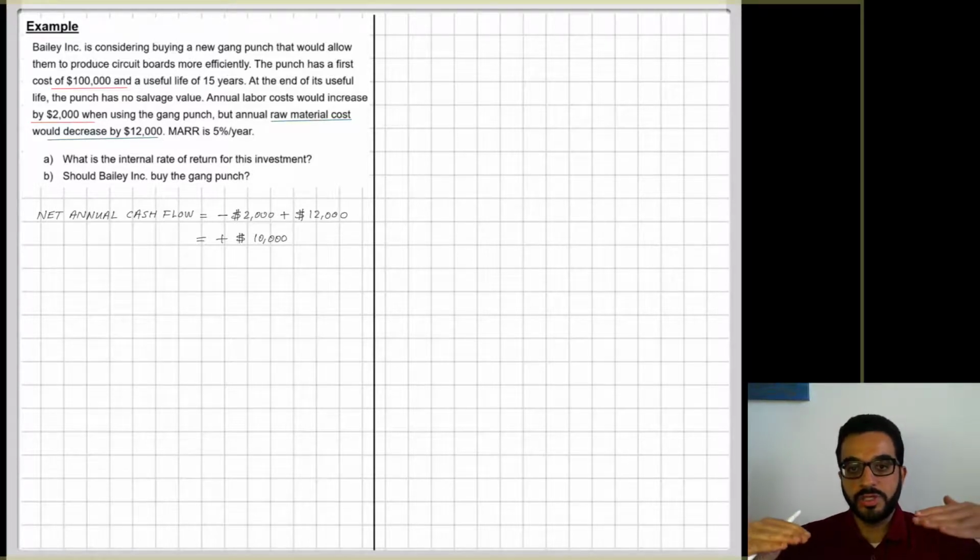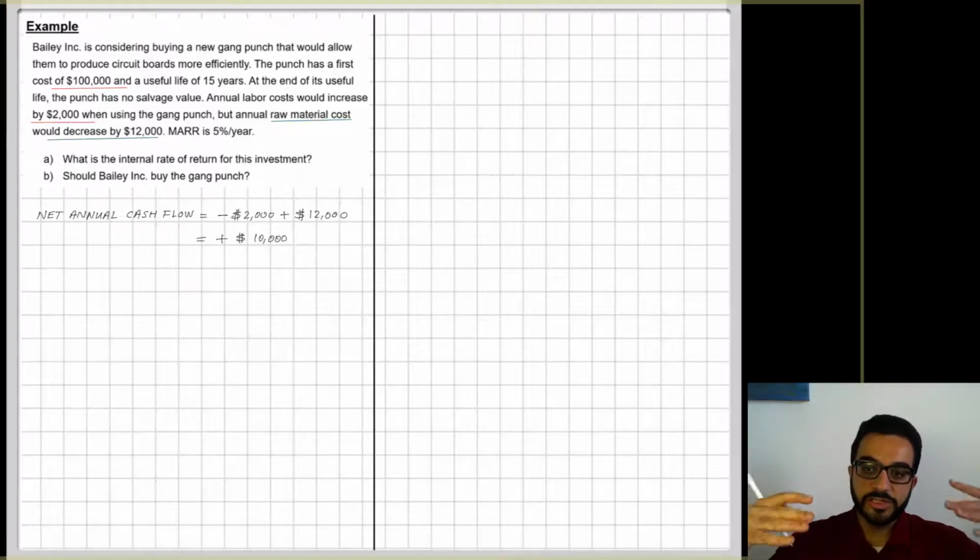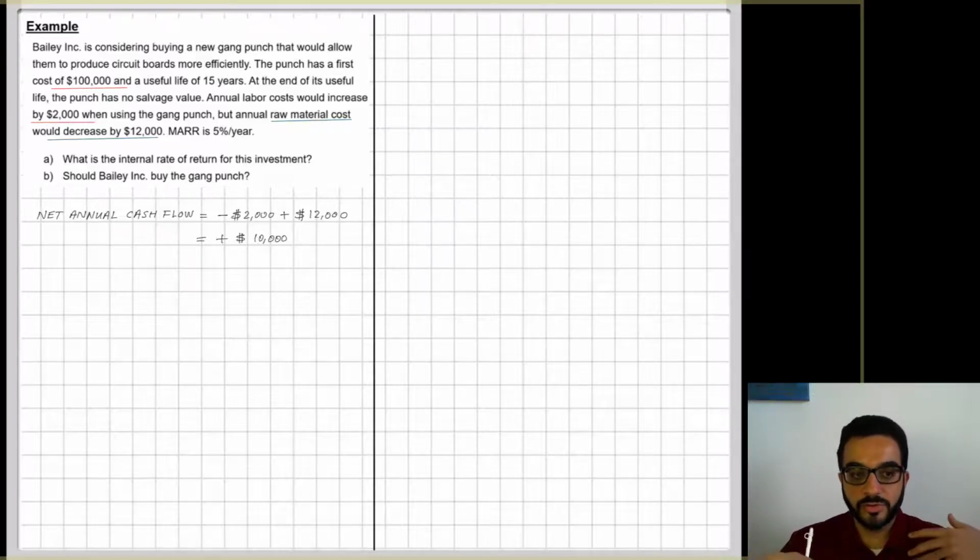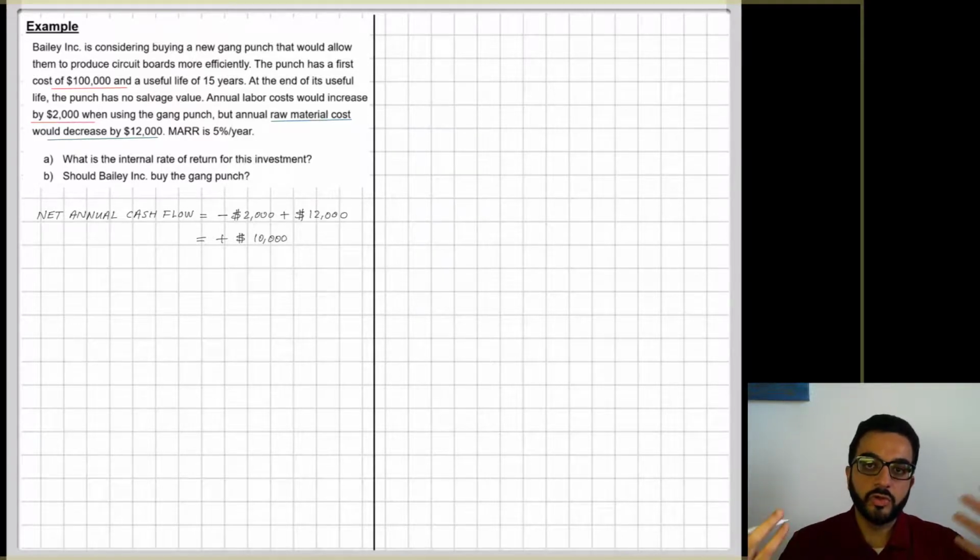Your cost will increase. So you're sinking in more cost by 2,000, but you're saving on the material cost by 12,000. So in net here, you're actually saving. It's kind of an income. This cash is not spent anymore. You can have it as an income in your budget. So it's $10,000 a year.